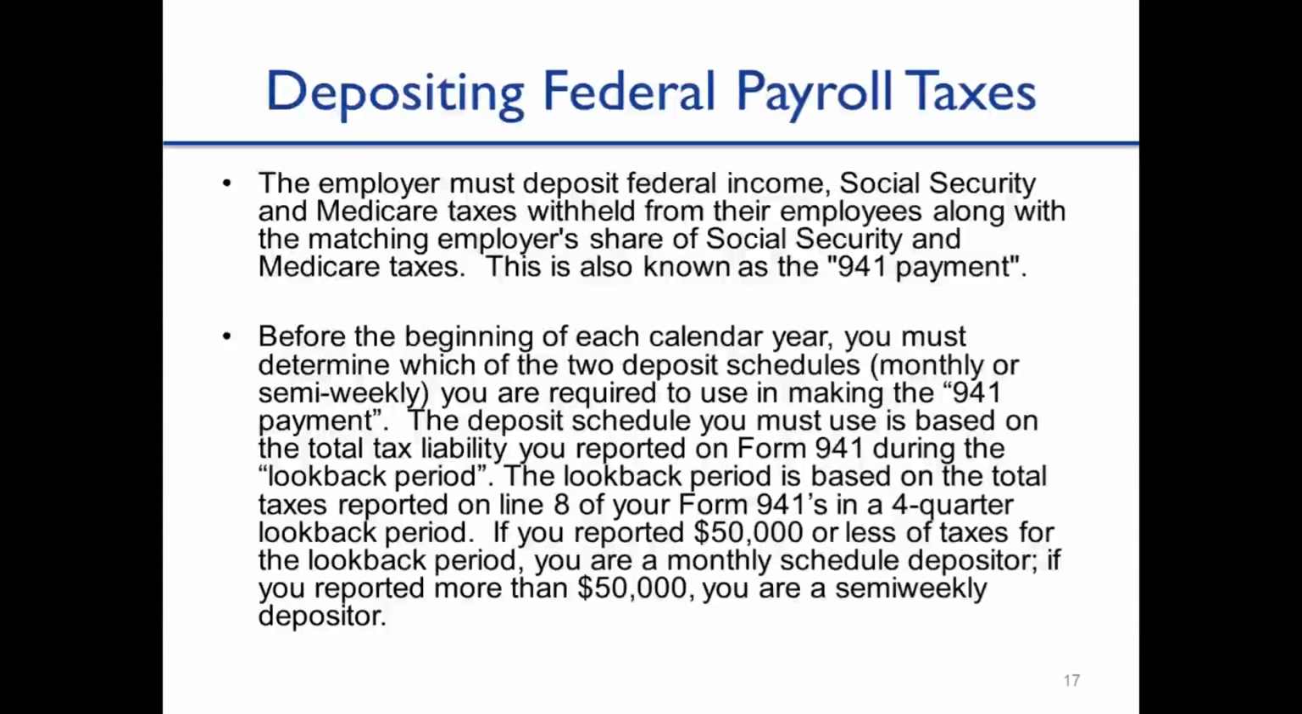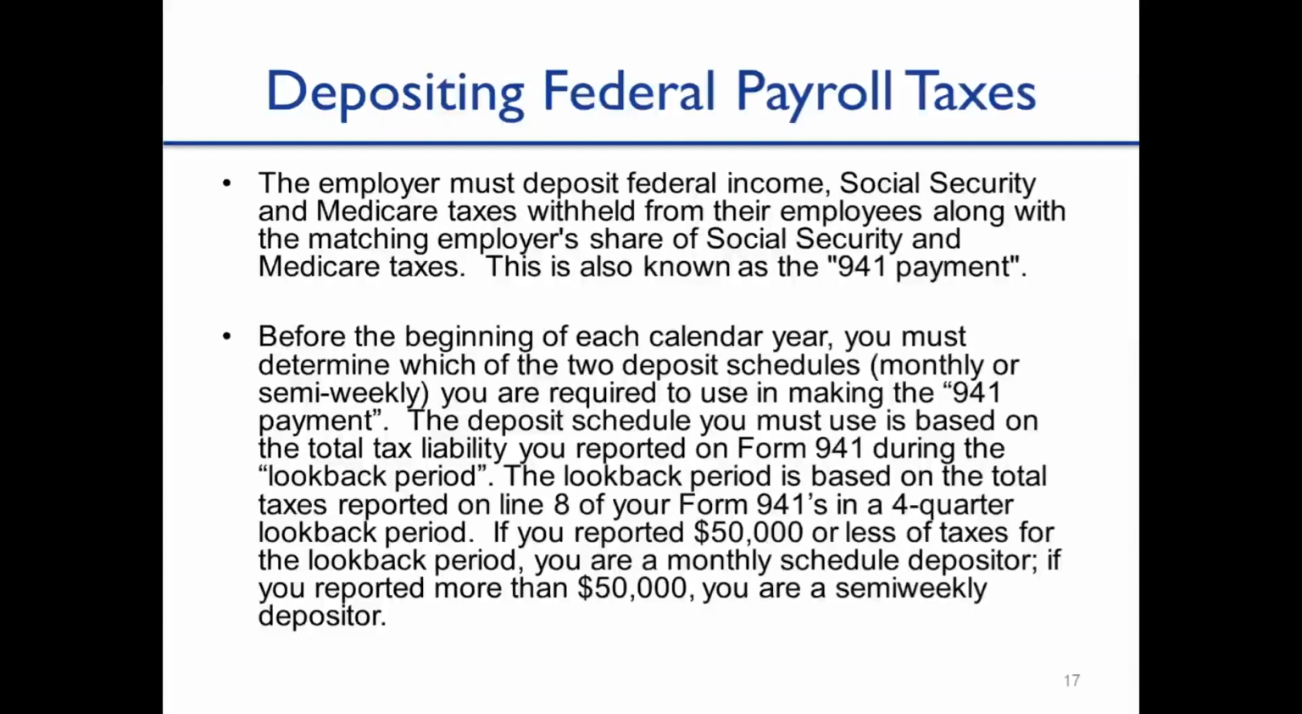Depositing federal payroll taxes. Those would be your 941 payments, your state withholding payments. Other taxes would be your federal unemployment and state unemployment taxes. So your 941 payment is the federal withholding, Social Security, and Medicare that's withheld from the employees, along with the matching employer share of Social Security and Medicare.